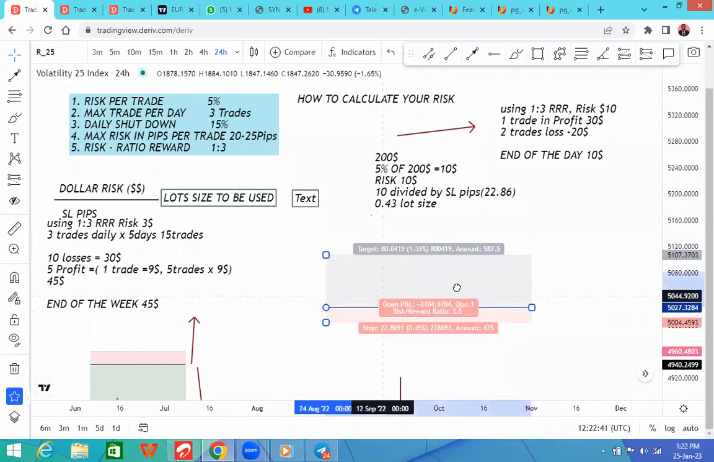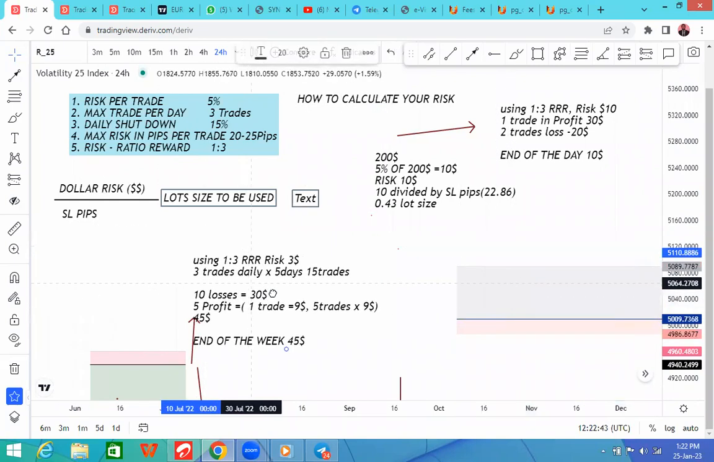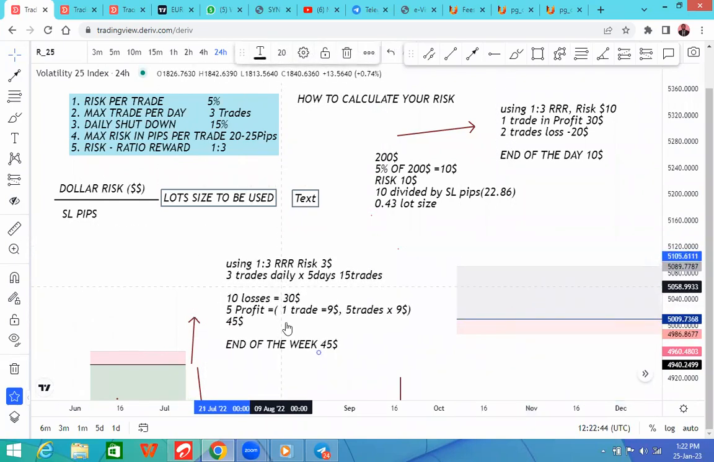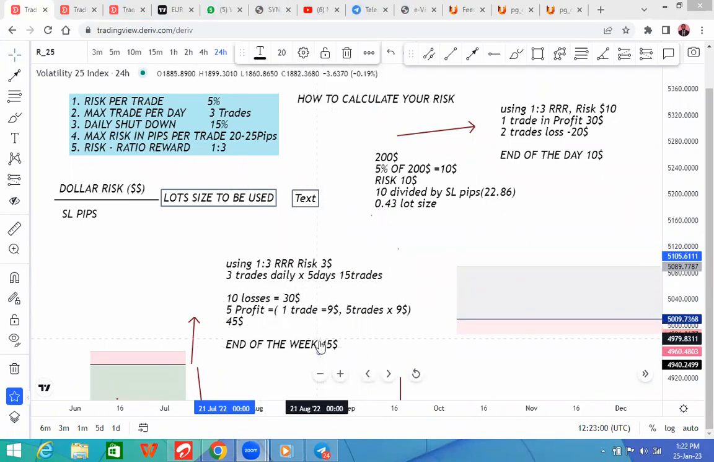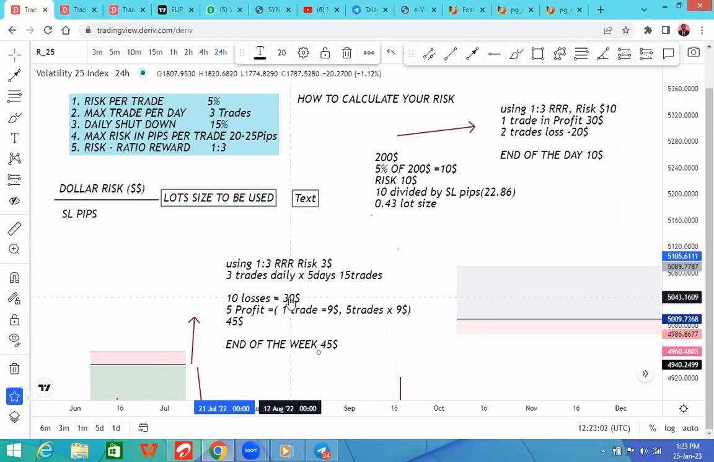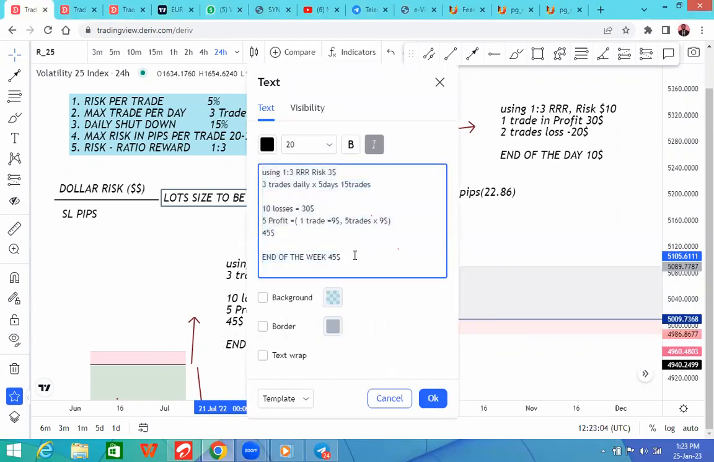That's what I want to remove. So let me move this here. Let me move this here. So end of the week, I make $45, $15 in profit. Okay. I made $45. That's correct. I remember I lost $30. So $30, I still have $15 in profit. End of the week, $45 profit.